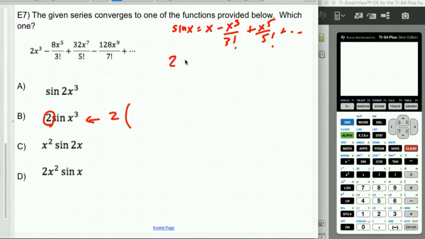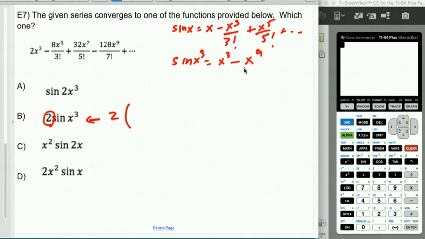If you put a 2 in front of it, it's just going to multiply everybody by 2, right? So, oh, sorry, I forgot to cube it first, my bad. So there's a couple things going on here. If I put a cube in there, if I do sine of x cubed, then it would be an x cubed minus, now I'm going to cube the cube, right? So this would be an x to the 9th.